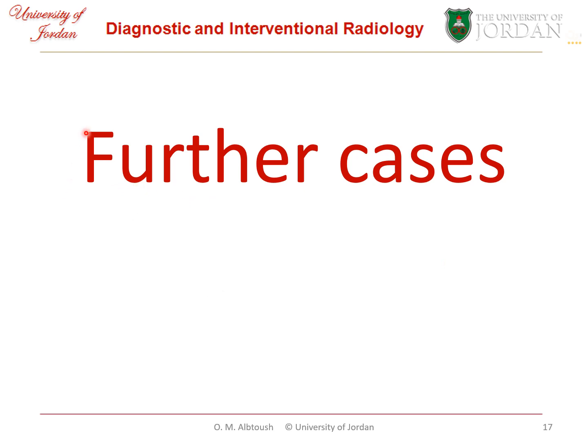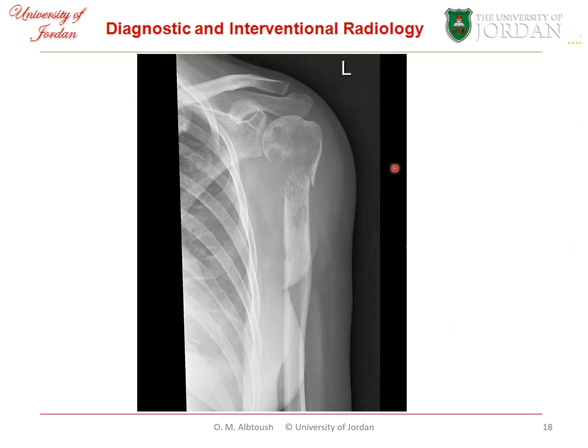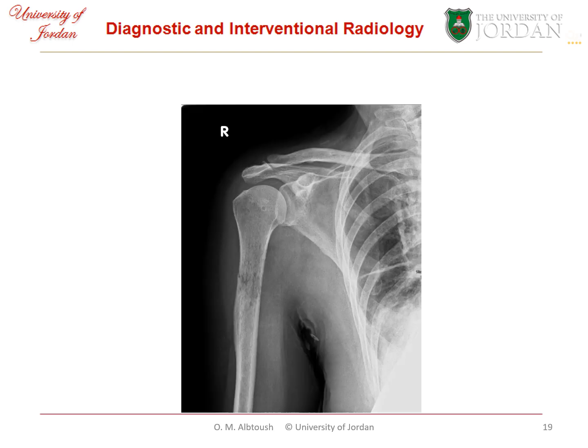So here I also put further cases as examples of pathological fracture. As you can see here, this is the left-side humerus, frontal view. We have a fracture line at the lateral cortex, but as you can see, the medial cortex is eroded, and we have a lytic process at the head and neck of the left humerus. So it's very important to describe it as a pathological fracture with no doubt.